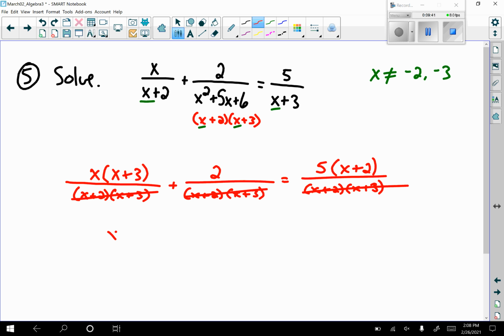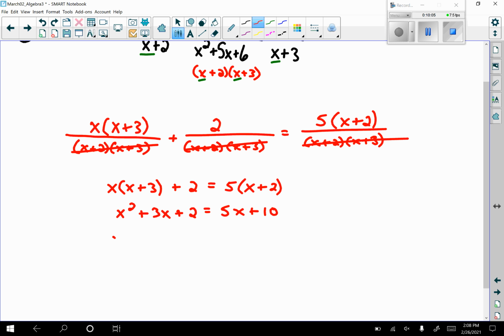So here, I'm just going to rewrite what I have. If all my denominators are the same, then I know the numerators on the left side are going to equal the right side. So I'm going to distribute the x. We'll have x squared plus 3x plus 2, distribute over here, equals 5x plus 10. This is a quadratic. I want to get everything to one side, so I'm going to leave everything on the left side. x squared, 3x minus 5x is a minus 2x, 2 minus 10 is a minus 8.